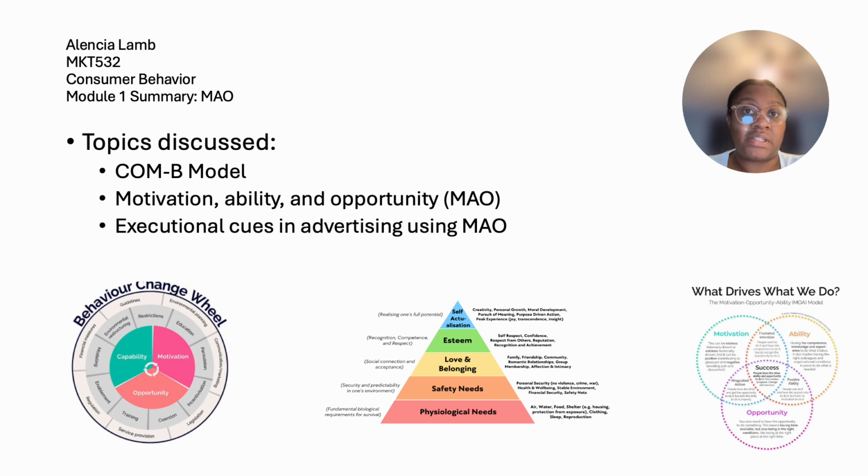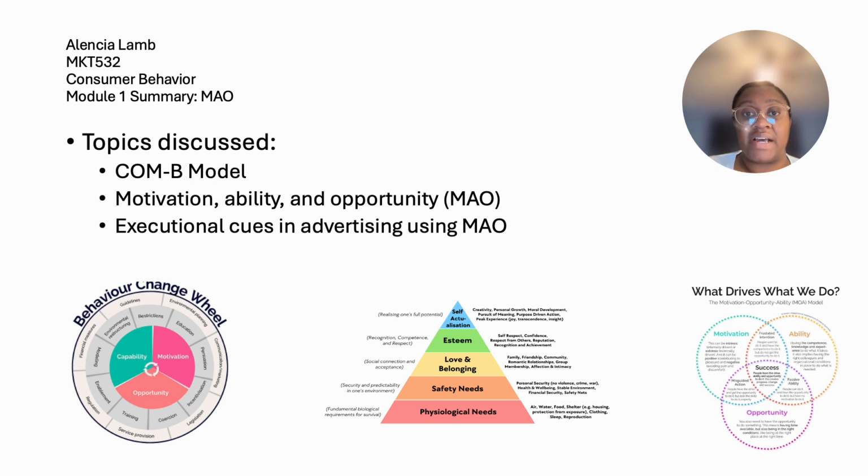The topics that were discussed in Module 1 were the COMB model, or Motivation, Ability, and Opportunity, or MAO, and execution of cues and advertising using MAO. The COMB is a behavior change framework that proposes three key components for any behavior to occur. Those three components being capability or ability, opportunity, and motivation.